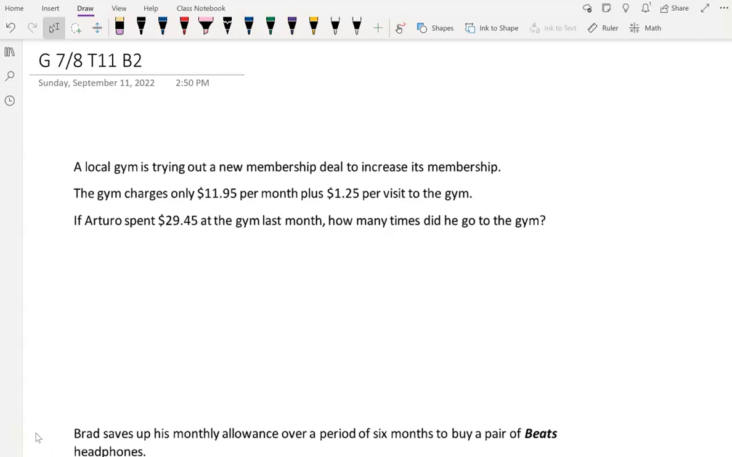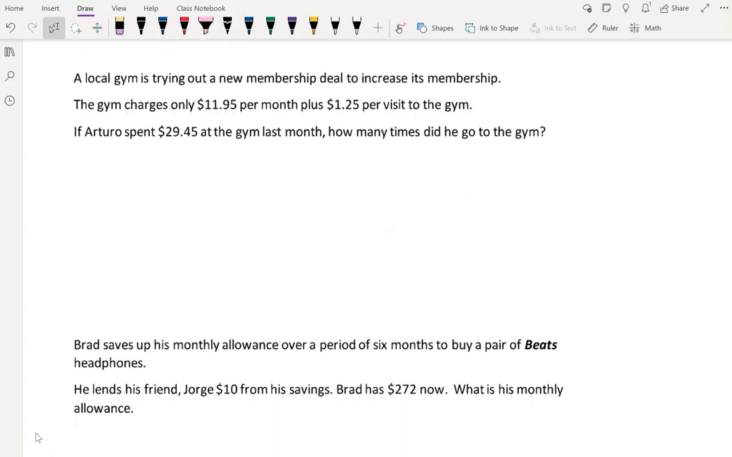It says that a local gym is trying out a new membership deal to increase its membership. The gym charges only $11.95 per month, plus $1.25 per visit to the gym. If Arturo spent $29.45 at the gym last month, how many times did he go to the gym?